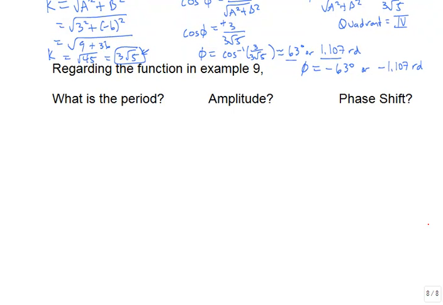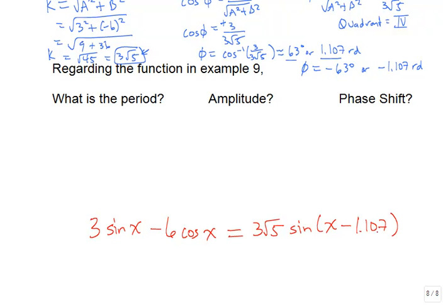The original function, which was 3 sine x minus 6 cosine x, according to this formula, what we just figured out was that this was equal to k, which was 3 root 5, times sine of x plus phi, and our phi was minus 1.107 radians, or you could do minus 63 degrees, whichever units you want. So what we're saying is that this function here is really equivalent to this function here.